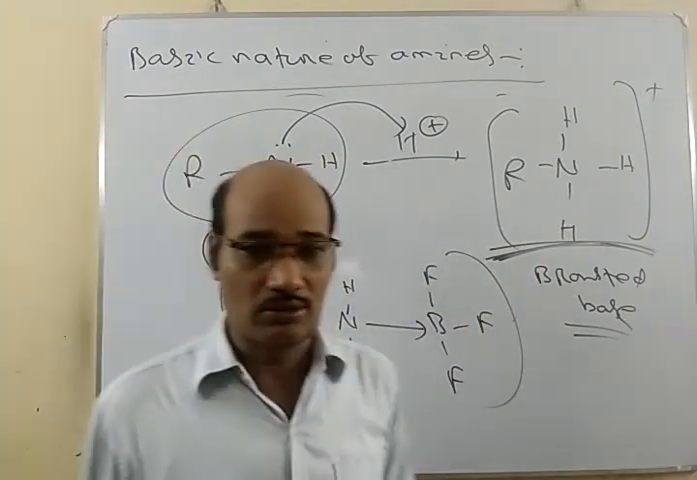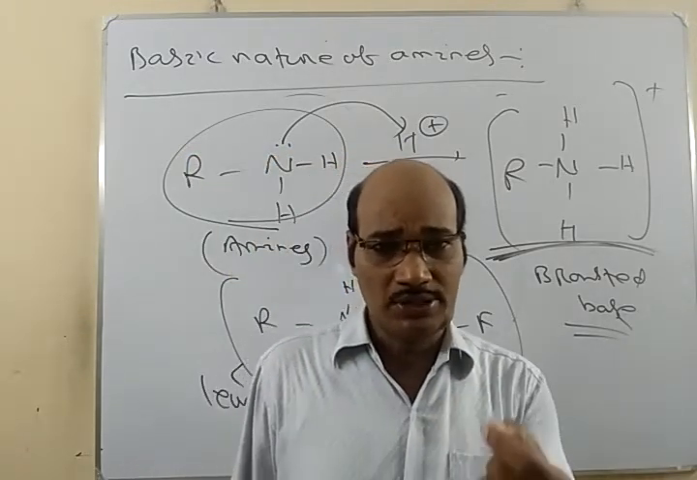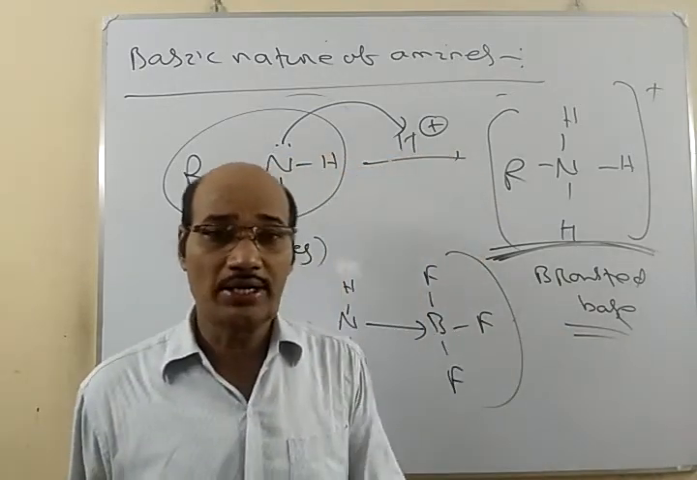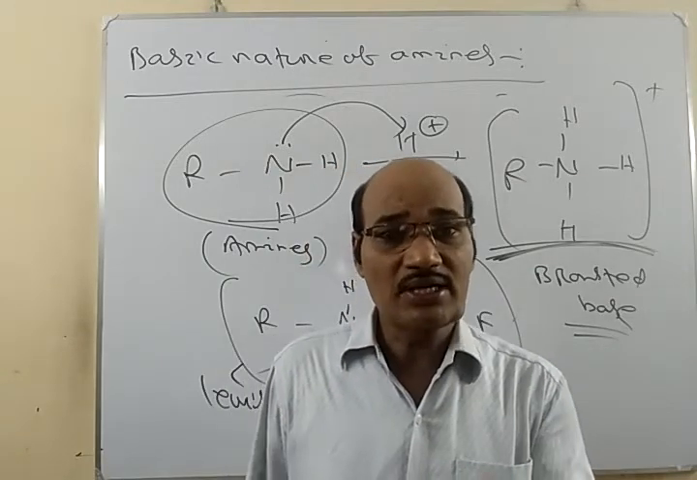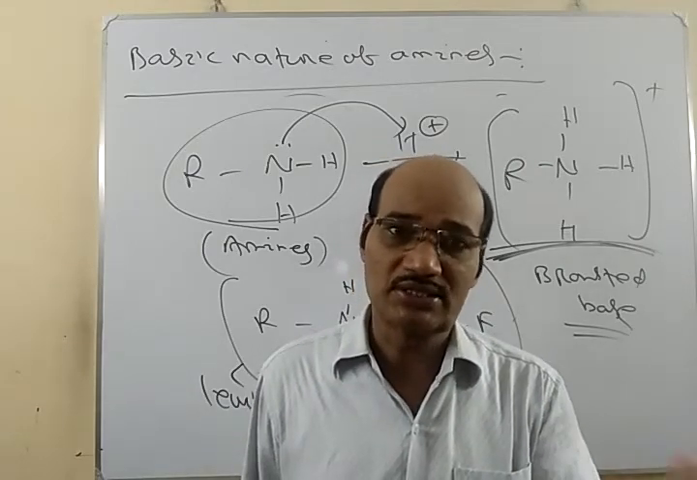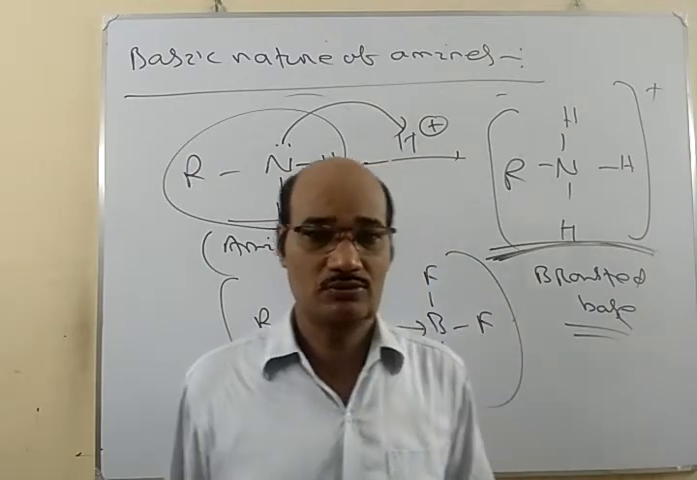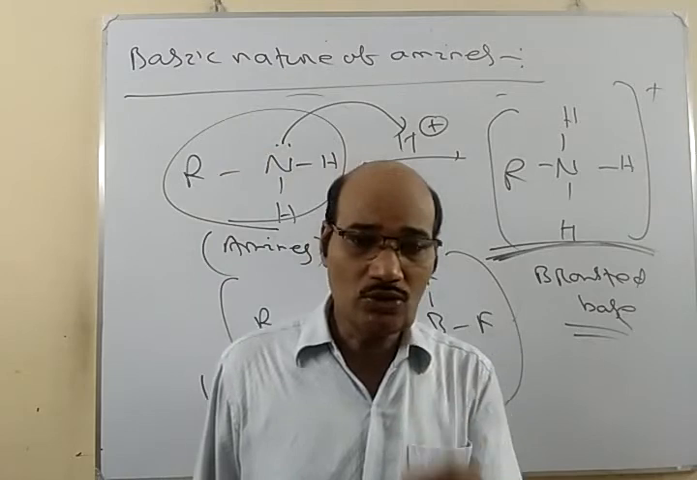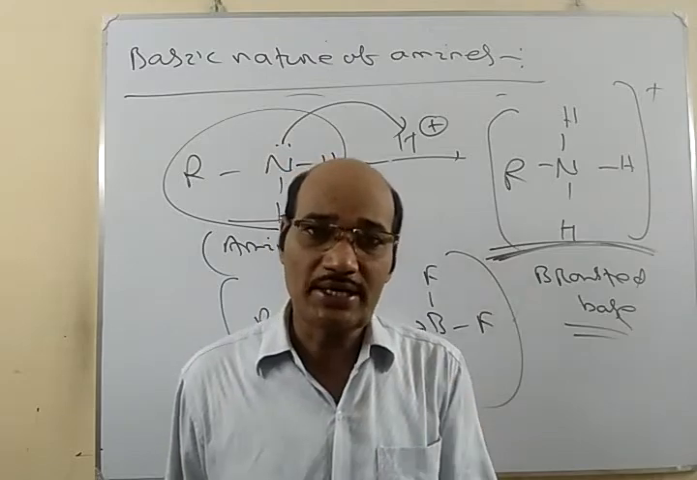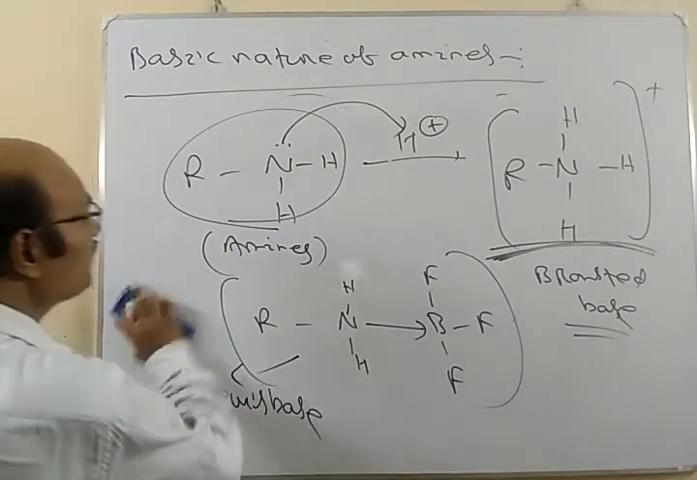Okay, so any factor which can enhance the electron releasing tendency of that atom will enhance the basic strength, or any factor which can make the cation more stable will enhance the basic strength of the amine. So the strength of the base depends upon two factors. One is the electron releasing tendency of that atom, and the other is the stability of the cation formed by accepting the proton. Clear?